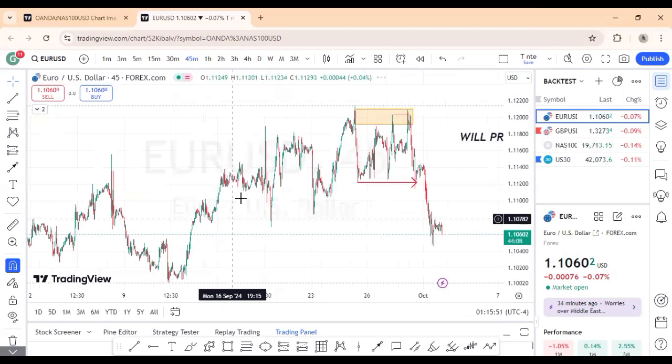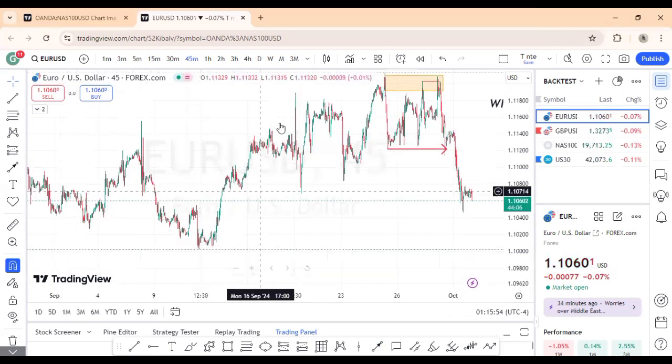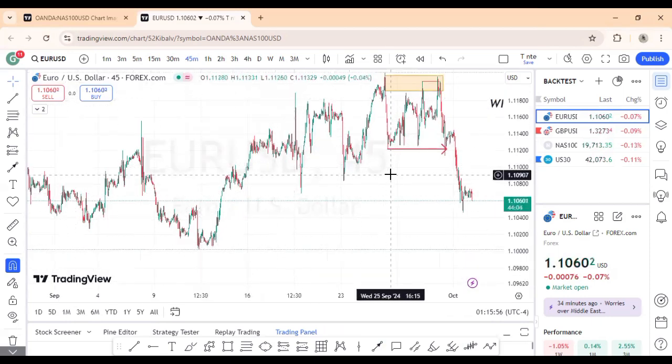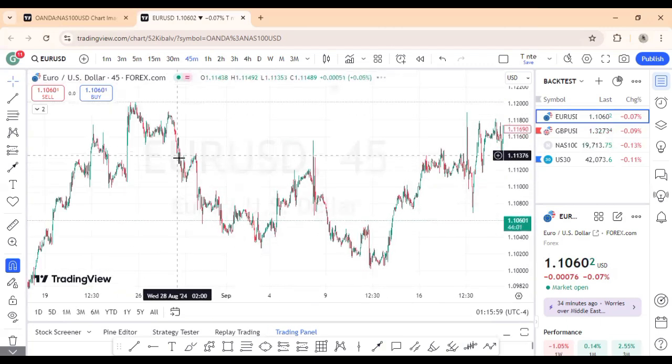Some are asking me, sir, I'm looking at this market now. I'm seeing that this market was bullish from here. So now what changed and it became bearish? What is the cause of this bearishness? Why was the market going down here?